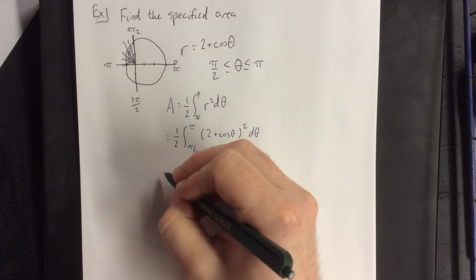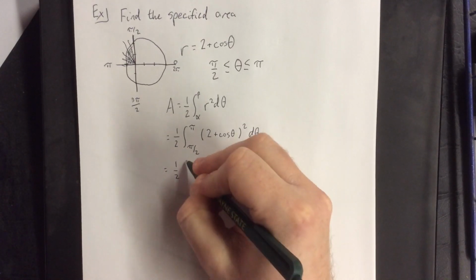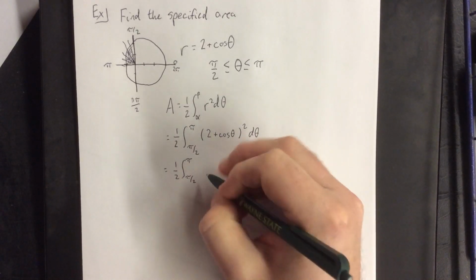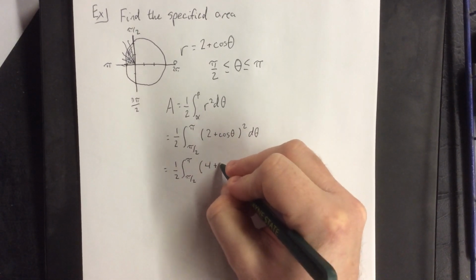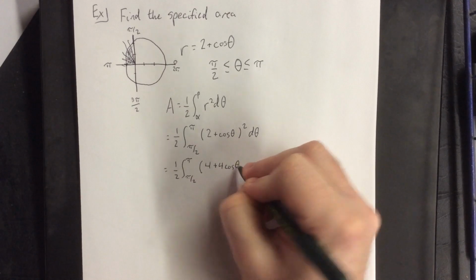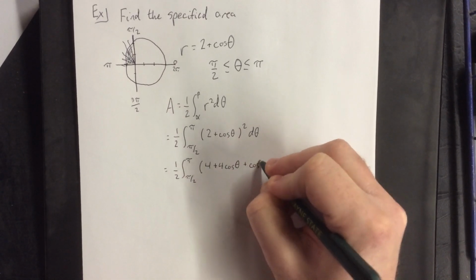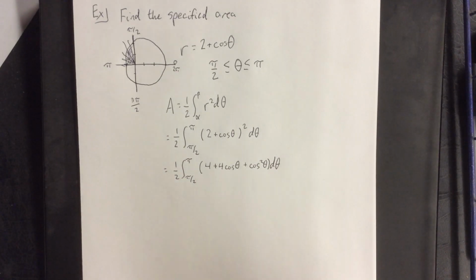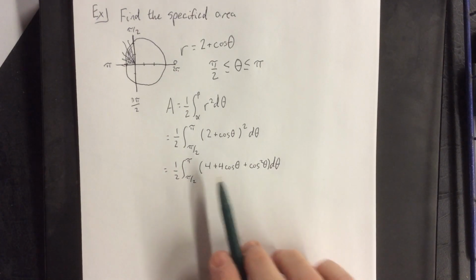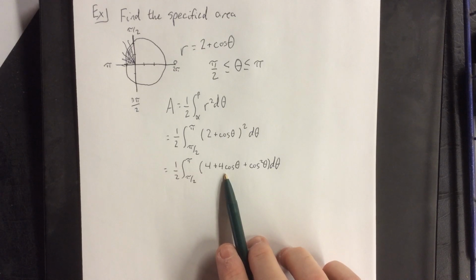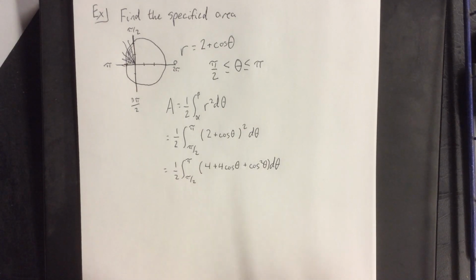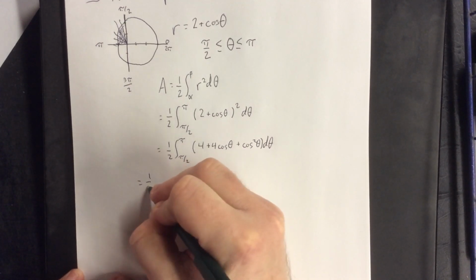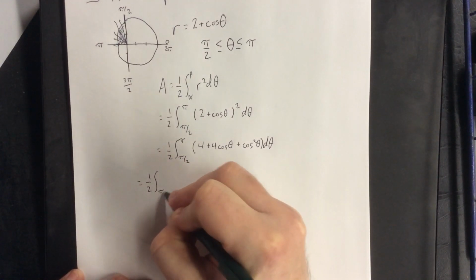To actually evaluate the integral, we'll need to perform some algebra. First algebra that we're going to do is to expand our square. That'll be 4 plus 4 times the cosine of theta plus the cosine squared of theta d theta. Now 4 has a relatively straightforward integral. 4 cosine of theta has a relatively straightforward integral. Cosine squared of theta can be integrated by using a power-reducing identity.